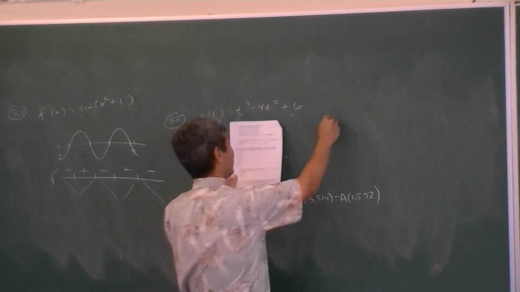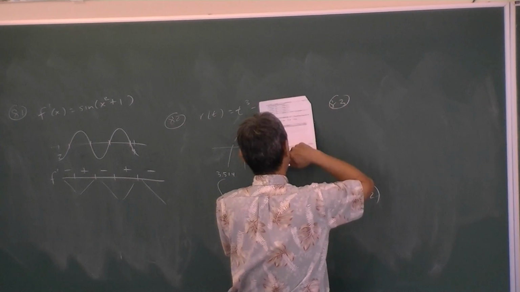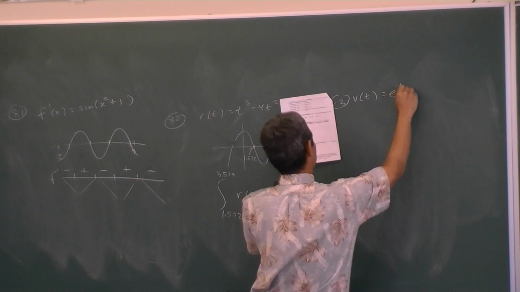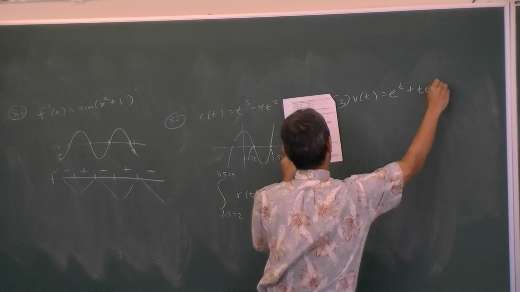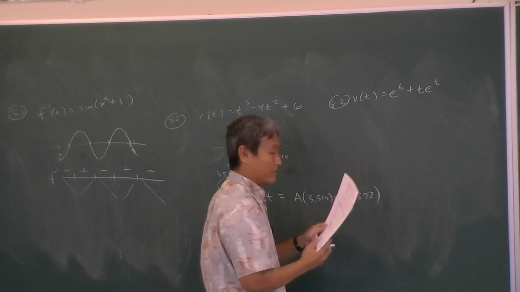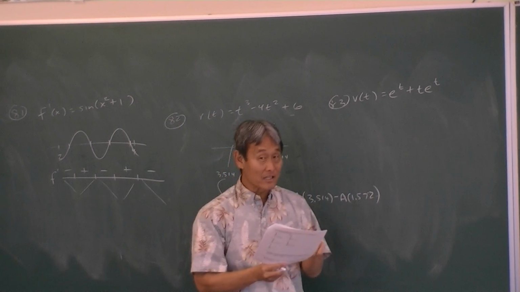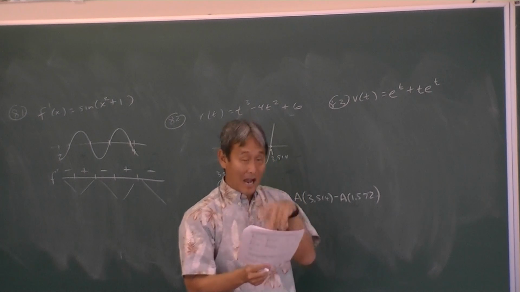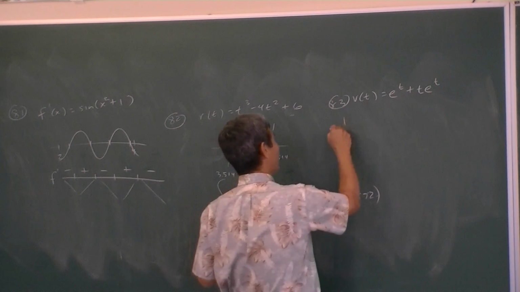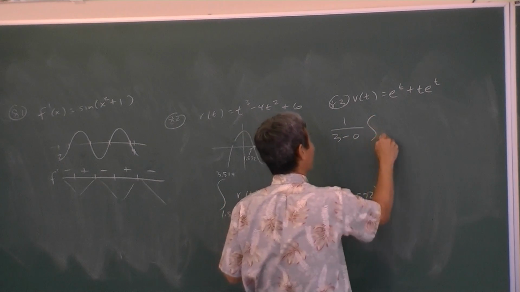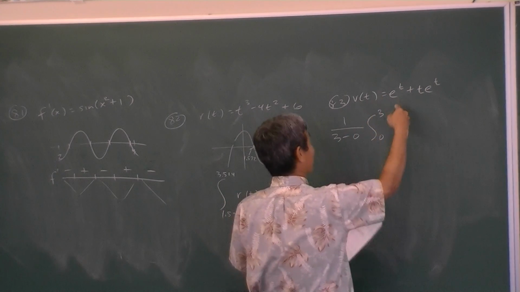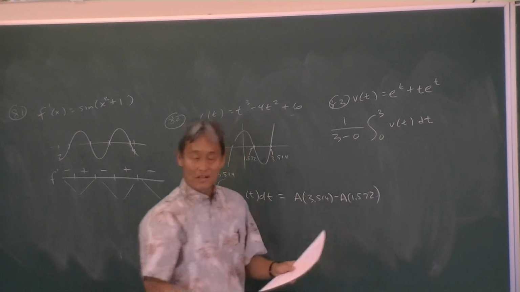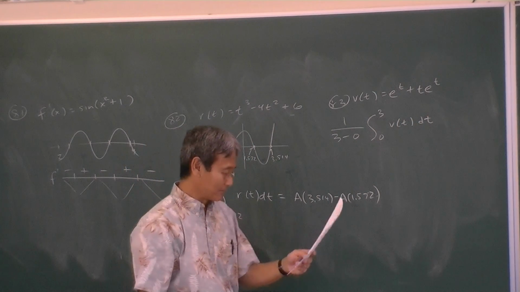Okay, 83. The velocity of a particle moving on the x-axis is given by this velocity, e to the t plus t e to the t. What is the average velocity? Okay, so when you see the word average velocity, that means the average value of the velocity from 0 to 3. I know how to do average value. 1 over b minus a, integral from a to b of the velocity, so this thing, dt, math 9 that and you got your answer. I think you guys can math 9.